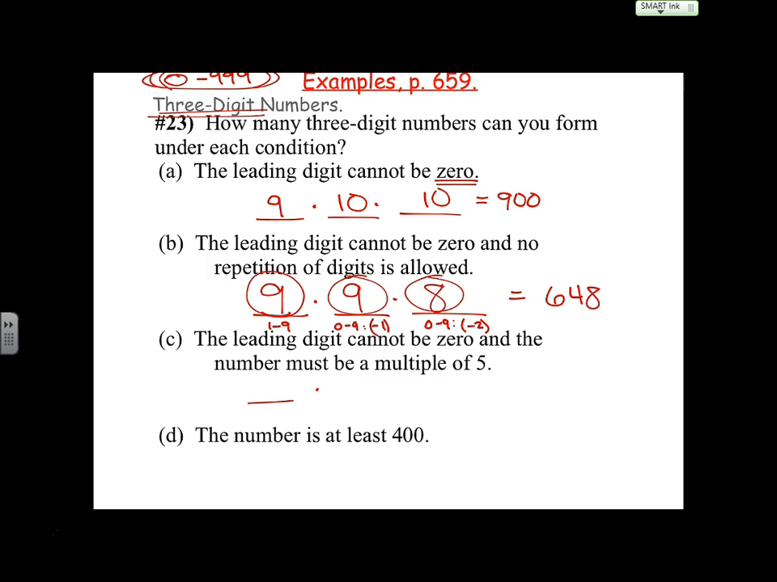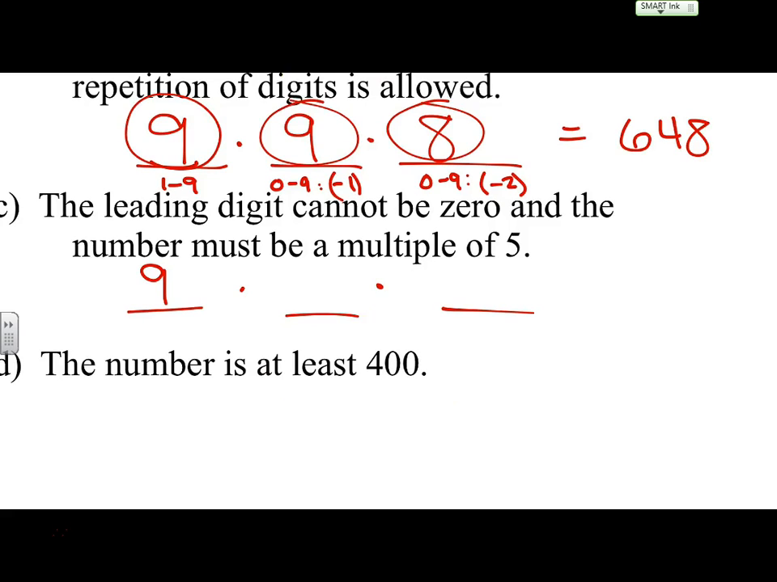For the next one, still a 3-digit number. What'd you guys figure out? The leading digit can't be 0. Well, we know that one. And the number must be a multiple of 5. What numbers are allowed here if it's a multiple of 5? You guys know this? 0 or 5. Oh, 10 doesn't count. Yeah, 0 or 5. Remember, just the digits 0 to 9. 0 or 5 can end the number. So only those 2 numbers are legal.